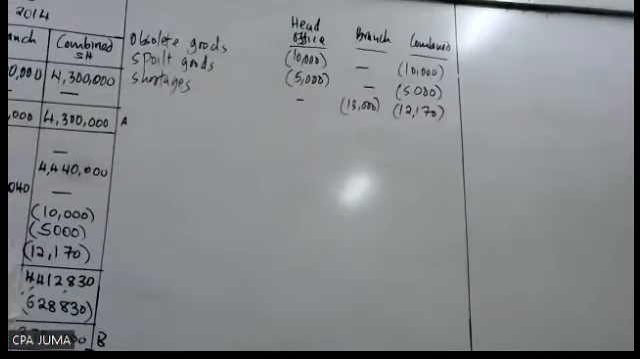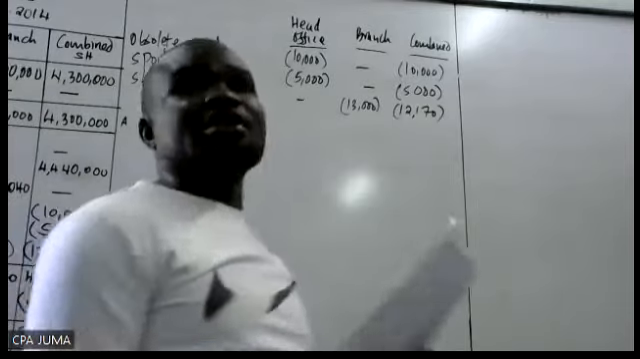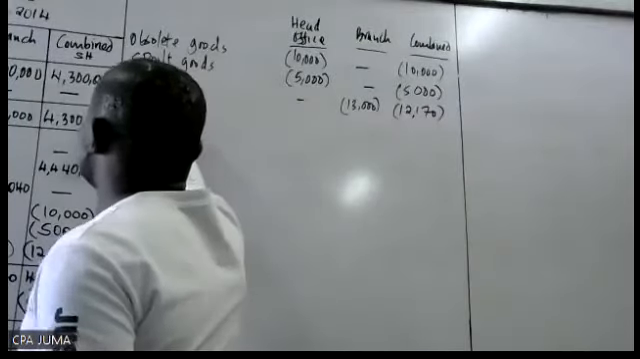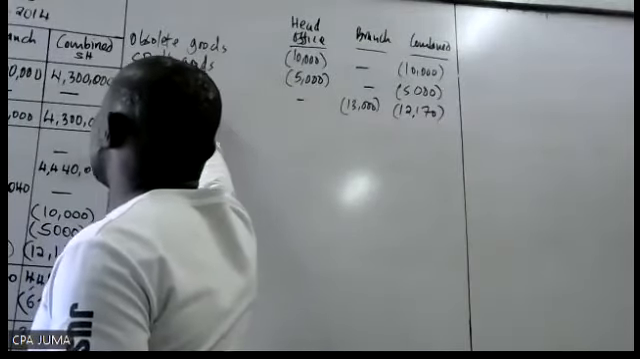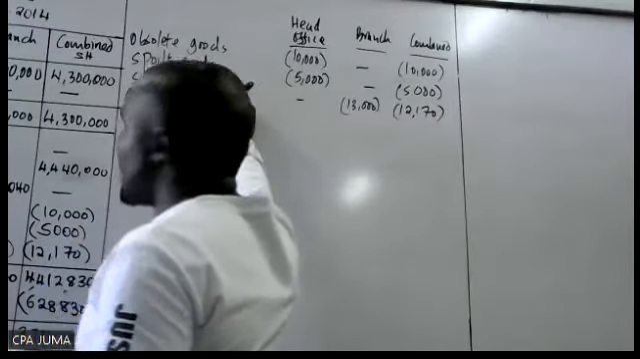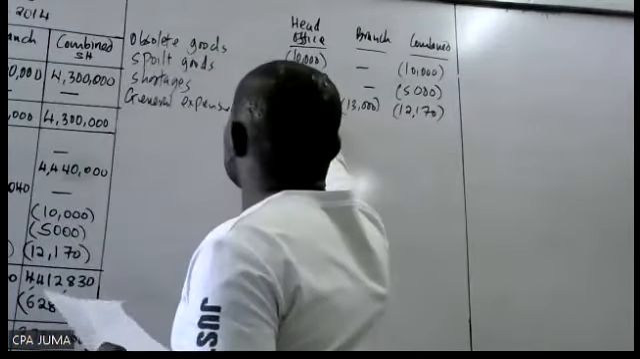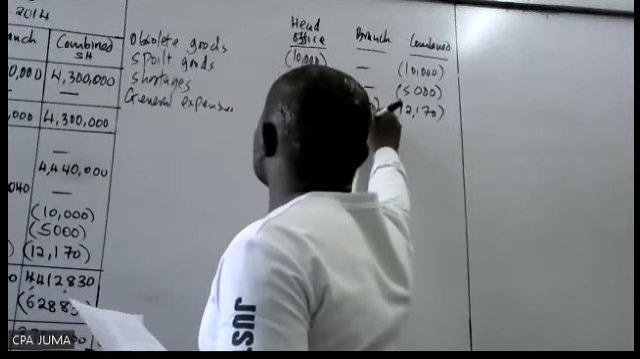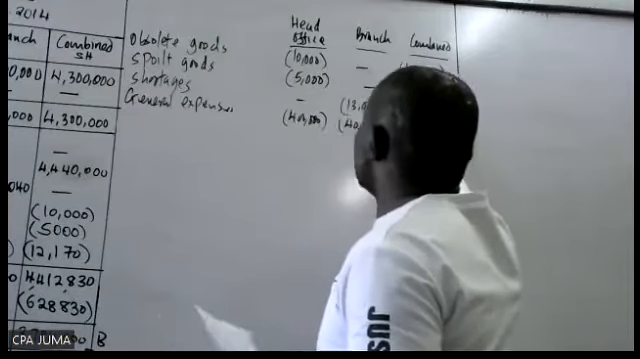Then check if there is other expenses apart from those ones. Yes. Are you seeing in the trial balance there is something just written expenses? Yes. So I can call it general expenses. How much? 400. Then branch 40. So that is for 40.